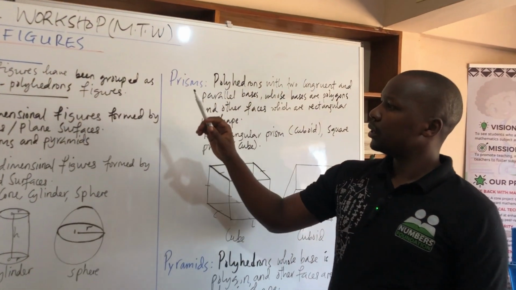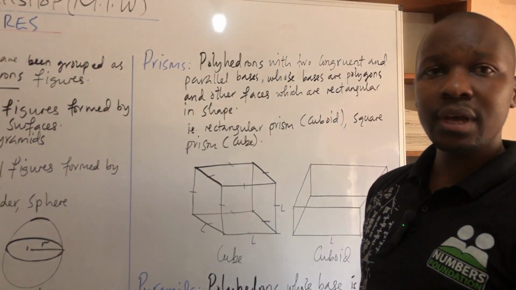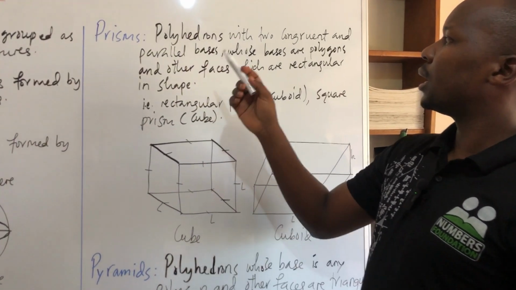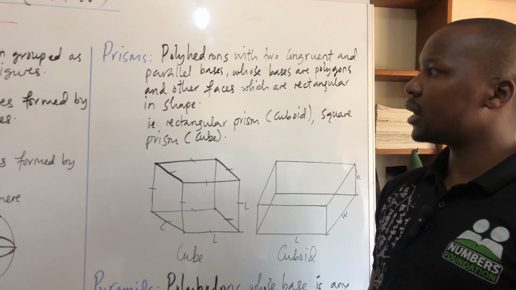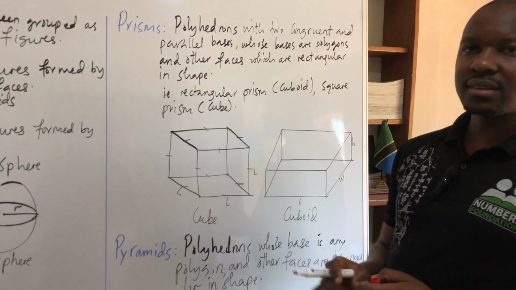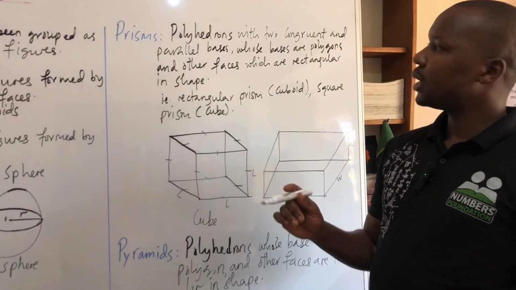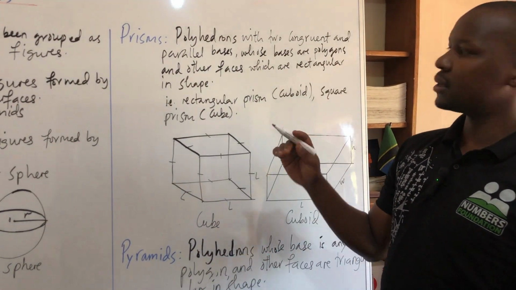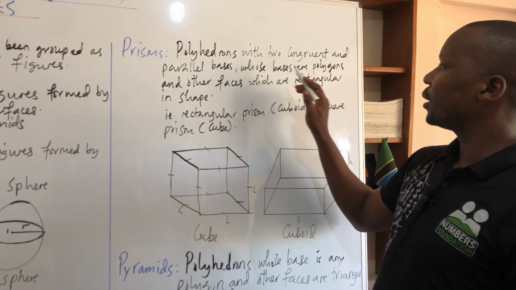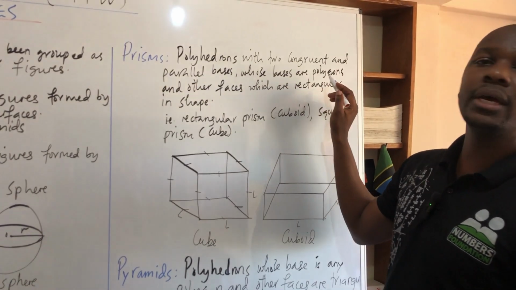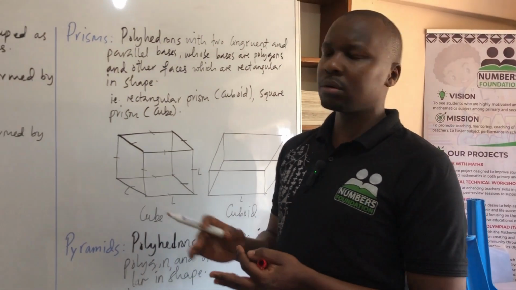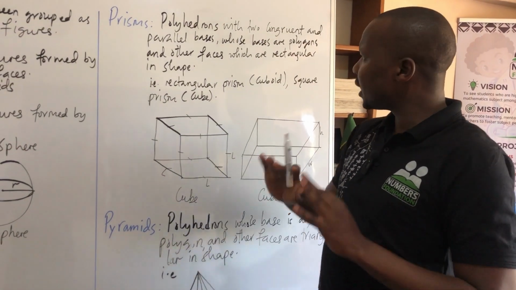Now, when we switch to the polyhedrons, we have two typical examples of polyhedron figures, including prisms and pyramids. Prisms are solid figures with two congruent and parallel bases. In every prism, we have two bases, and these bases are parallel. That means they never meet. And these bases are congruent, meaning they are the same. The prism is formed by flat surfaces, but their bases can be any polygon. It can be triangular, rectangle or quadrilateral, pentagon, hexagon, whatever. Any polygon can be a base.